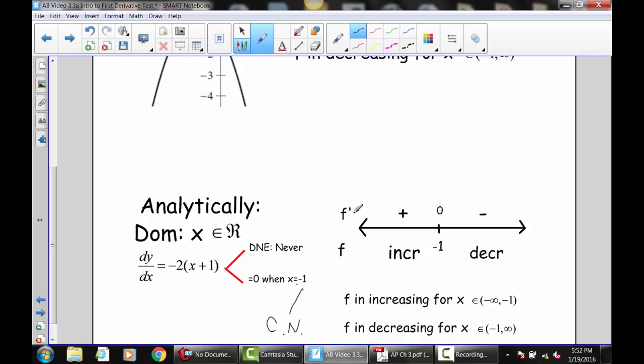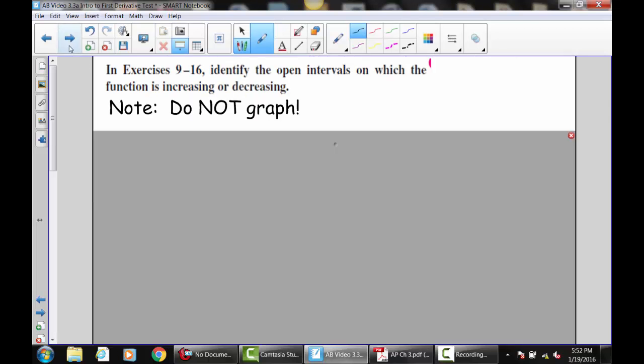But remember, you need the f prime, the f, the positive sign, the negative sign, the increasing, the decreasing. I put the 0 here because, of course, f prime of -1 is 0. That'll help later on when we're actually graphing. So again, you can see we get the same answer we got up above, which is f is increasing from -infinity to -1. f is decreasing on the interval for x goes from -1 to infinity.